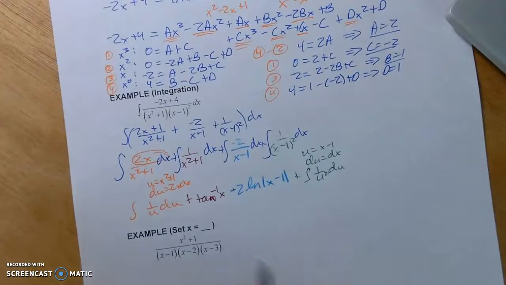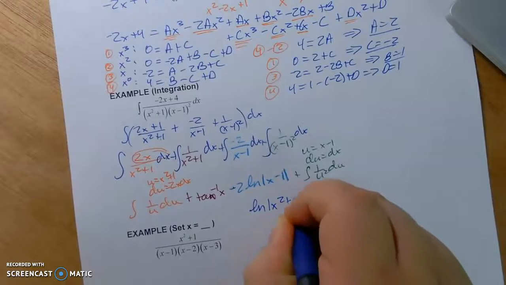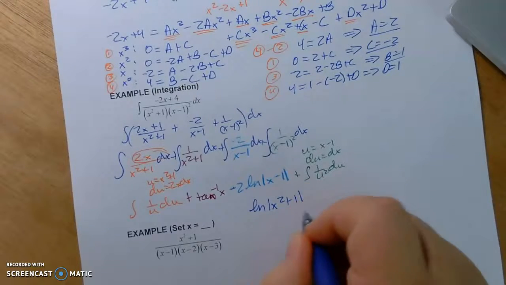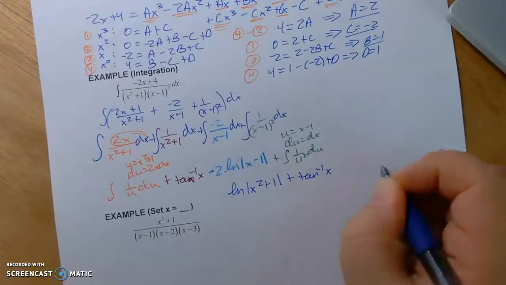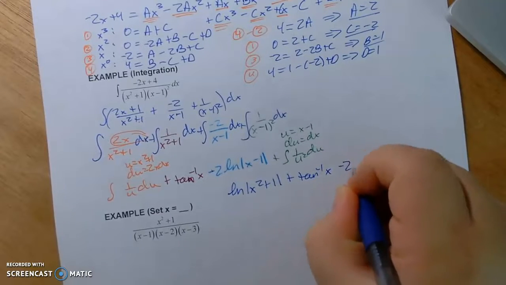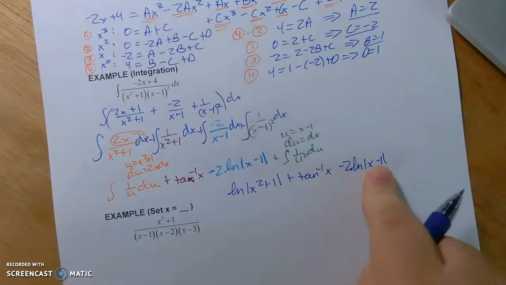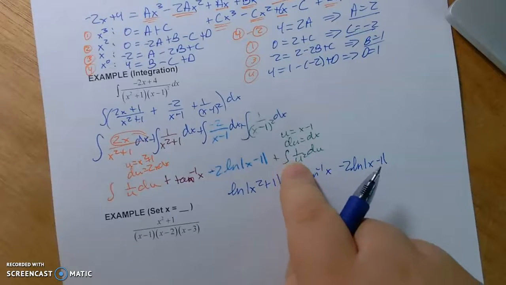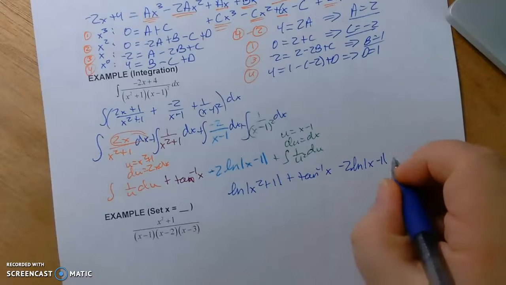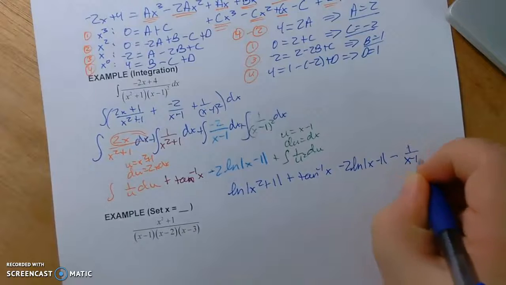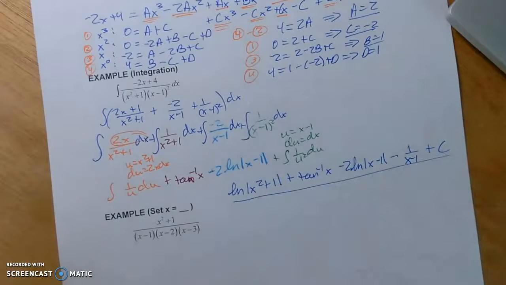So when we put it all back together, this is natural log of x squared plus 1, which I guess we don't need the absolute value, that's always positive, plus the inverse tangent of x, minus 2 times the natural log of the absolute value of x minus 1. We do need the absolute value here because that's not always positive. This would become u to the negative 2. We'd add 1, multiply by reciprocal. We get 1 over x minus 1. And then, of course, we would never forget our plus C, right?